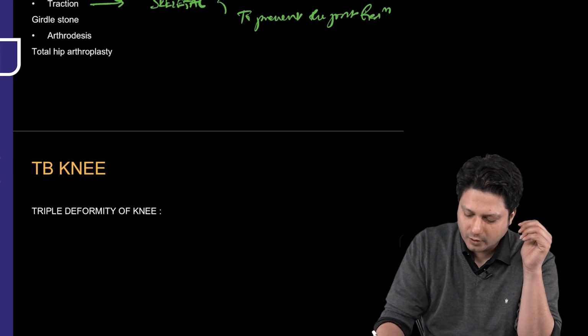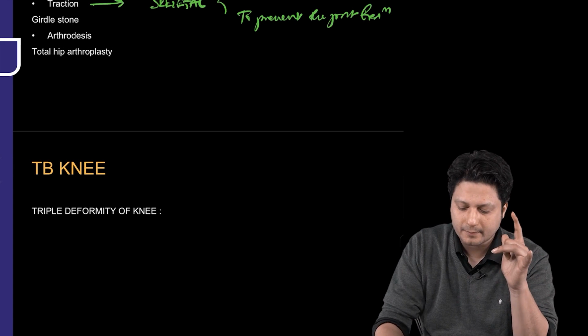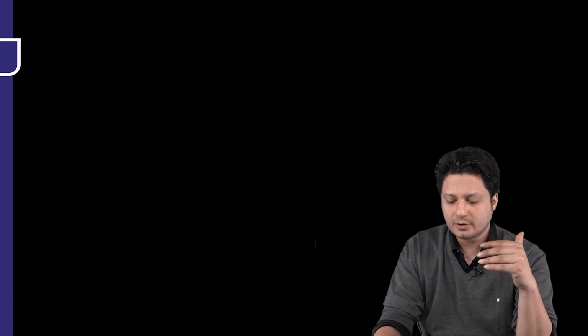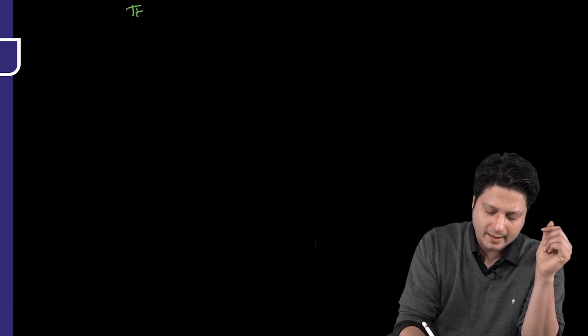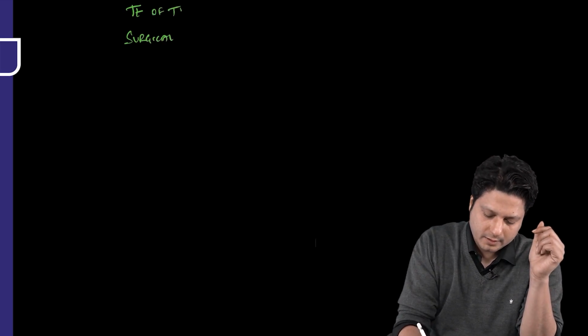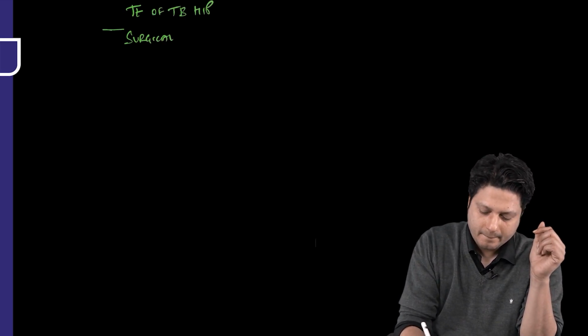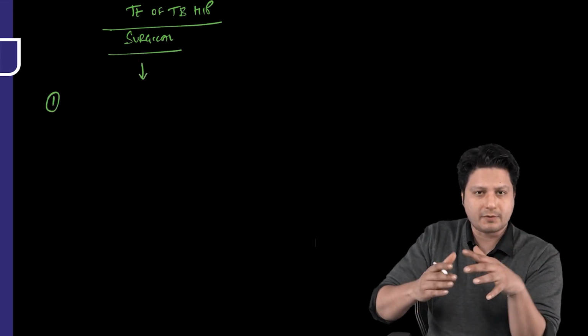The surgical treatment of tuberculosis of spine is not to limit the progression of the disease. Remember, the surgical treatment is based upon the stages, based upon the condition the patient is presenting with. What is the surgical management? The surgical management of TB hip joint, tuberculosis of the hip. Now, as far as surgical management is concerned, there are several options.